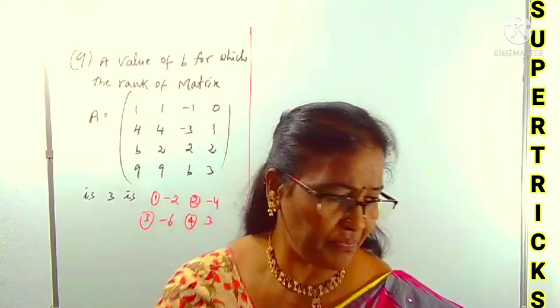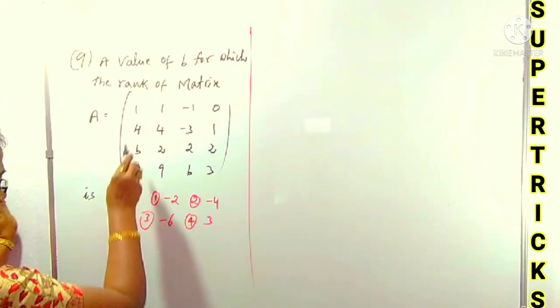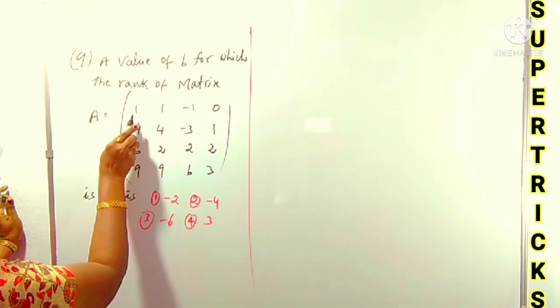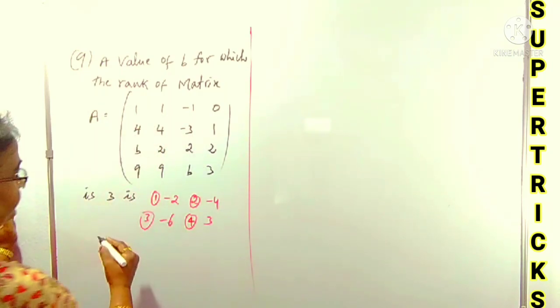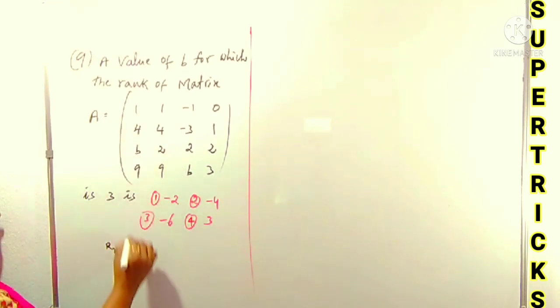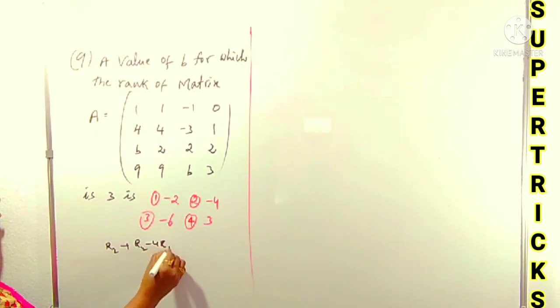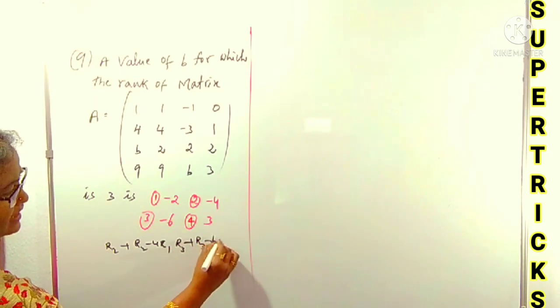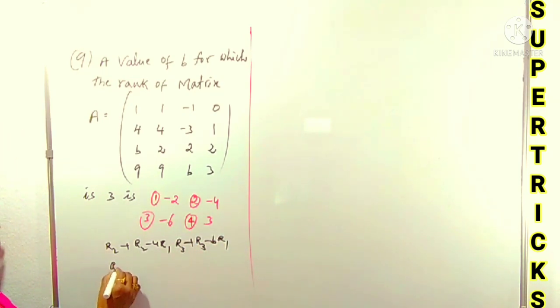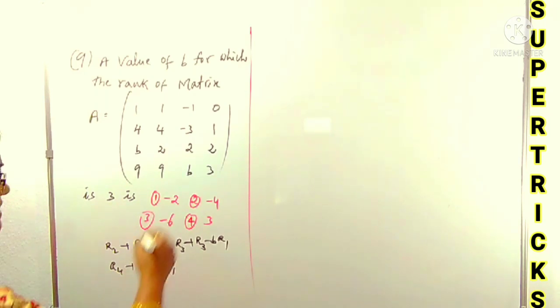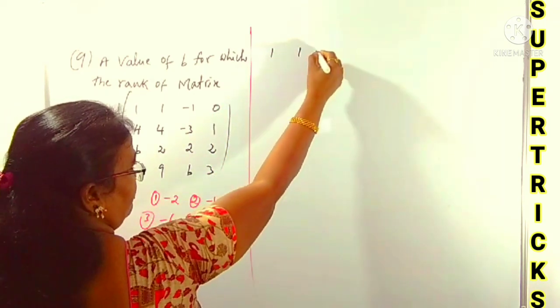You can observe here, I have already given you a hint. We can reduce these entries to zero: these 3 we can operate with the first row. R2 is replaced by R2 minus 4R1, R3 is replaced by R3 minus bR1, and R4 is replaced by R4 minus 9R1. These 3 elements we try to reduce to zeros first. The first row is as is: 1, 1, minus 1, 0.